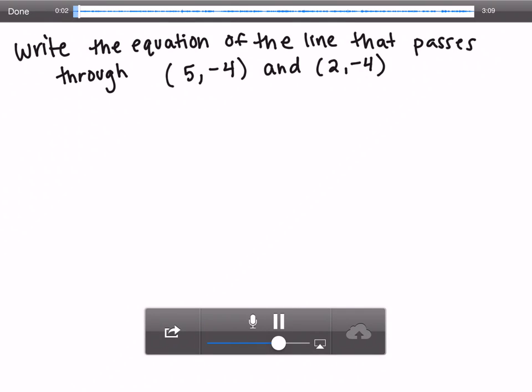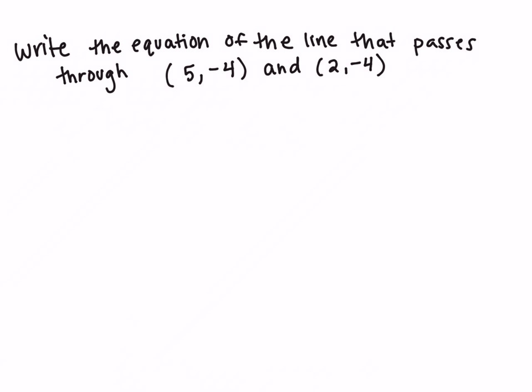Now, we do have some special cases in this section. So for this one, we're trying to write the equation of the line that passes through (5, -4) and (2, -4). So let's start just like we started any other problem. We're going to first calculate the slope. So y2 minus y1 over x2 minus x1. Again, this is x1, y1, x2, y2.